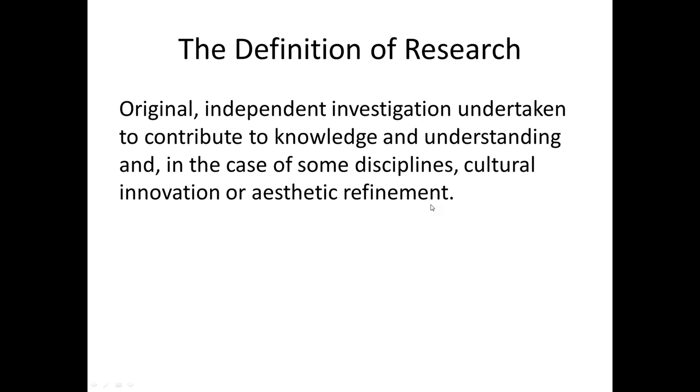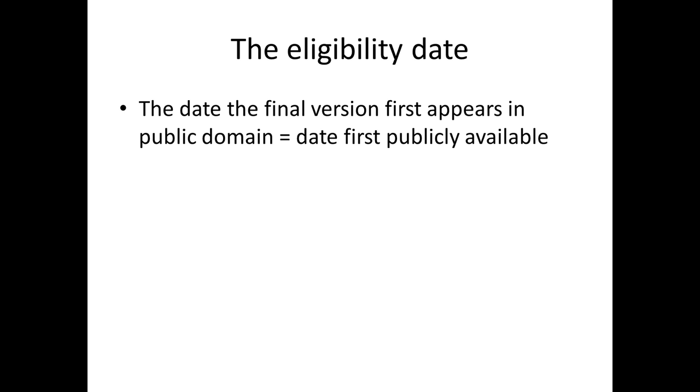The issue here is eligibility dates. That's right. From an audit perspective, this is one of the areas that we put the most attention on. The guidelines here haven't changed from 2012. It's still the date the final version first appeared in the public domain. There are plenty of examples in the guidelines that will help you there on both sides of the assessment period. Now, if an output was pre-published before the 1st of January 2012 but has an imprint date within the period, it's not eligible. It's all about when it was first publicly available.